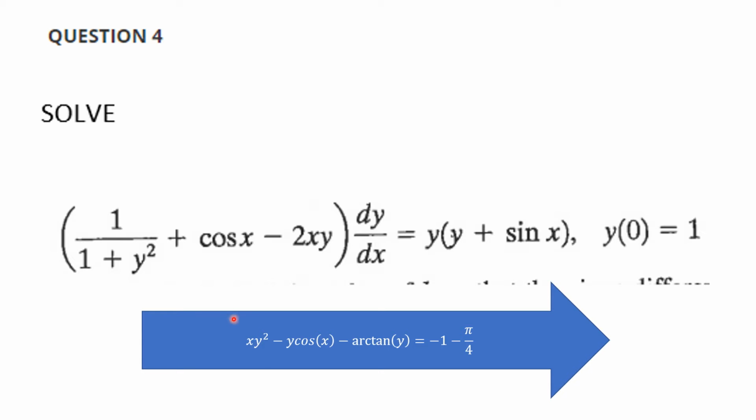Number 4 was an exact equation, and it was an initial value problem. The solution you should have gotten was xy squared minus y cosine x minus arctan of y. And this is the value of the constant, and I put the constant on this side rather than on the other side.